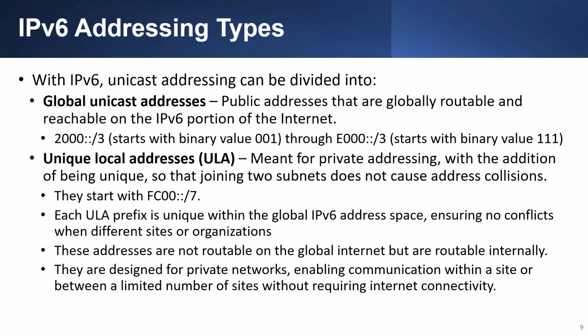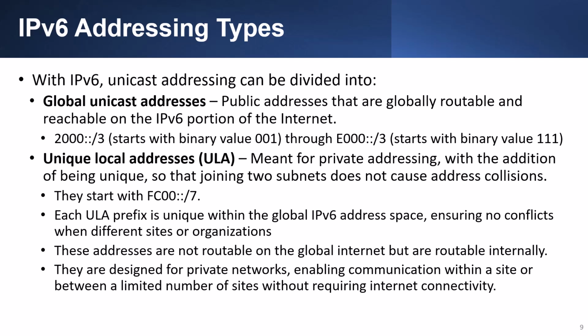With IPv6, unicast addresses can be divided into global unicast addresses, which are public addresses that are globally routable and reachable on the IPv6 portion of the internet. They begin with 2000::/3, which starts with the binary value of 001, through E000::/3, which starts with the binary value of 111.